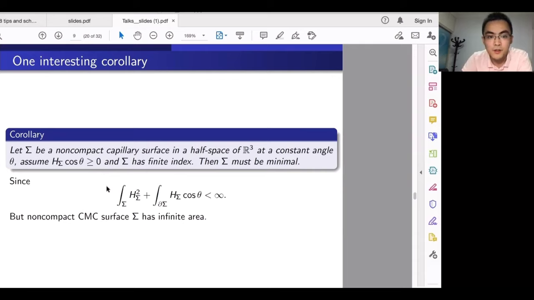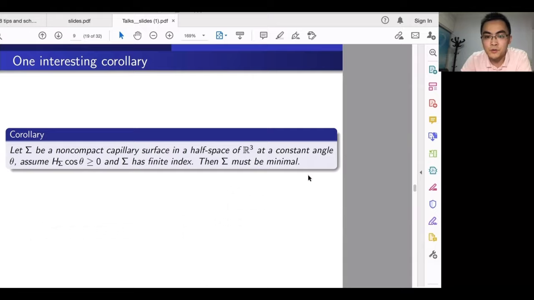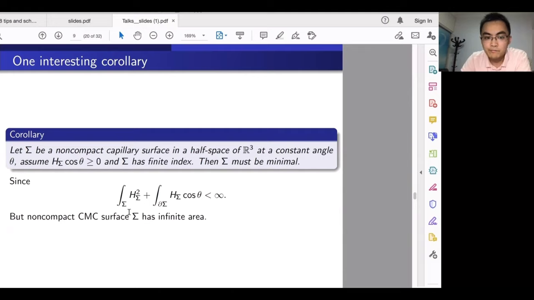It needs the inequality from the previous theorem, right? So this inequality just reduces to this one when the ambient space is R3. Okay. Now we just need this statement that a non-compact CMC surface has infinite area. Okay. So if the surface has infinite area, H sigma must be zero. Otherwise, this inequality cannot hold.